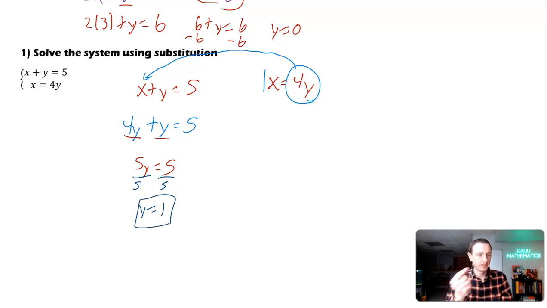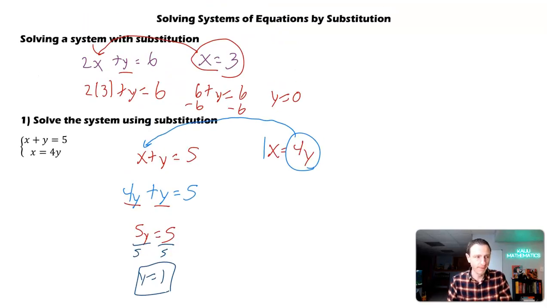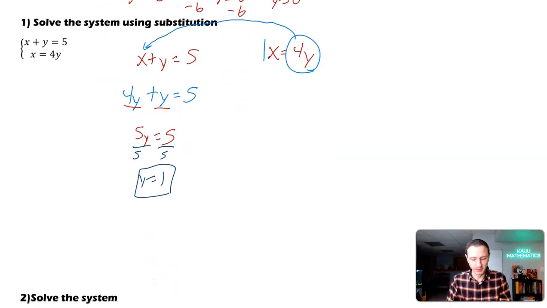After I do that substitution of x being equal to 4y, because I'm told x equals 4y, just like up here I was told x is equal to 3, when x is equal to 3, I replace x over here. Same concept, but x isn't equal to just a number, it's equal to 4 times y. Let me go through and solve.